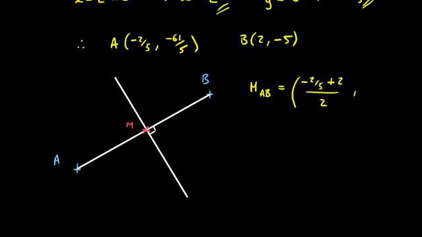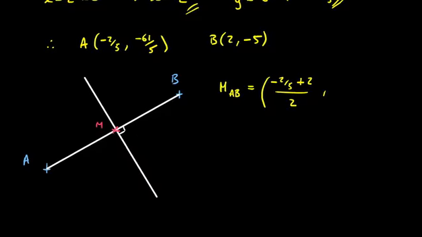And then we do the same thing with our y coordinates. We add up our y coordinates, negative 61 upon 5, plus minus 5, and again we divide those through by 2. So to find the midpoint, we add up the x coordinates and divide by 2, and the same for the y coordinates: add them up, divide by 2.